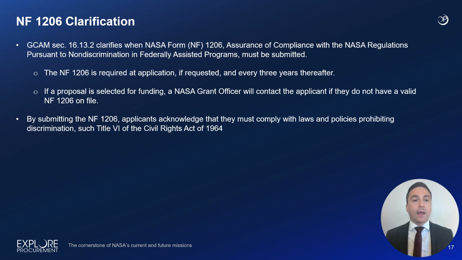As long as NASA has a valid copy of the 1206 on file, a grant officer will not reach out to your entity. However, if NASA has never received a 1206 from your entity, or the 1206 on file is older than 3 years, then a NASA grant officer will reach out to your entity for the form.